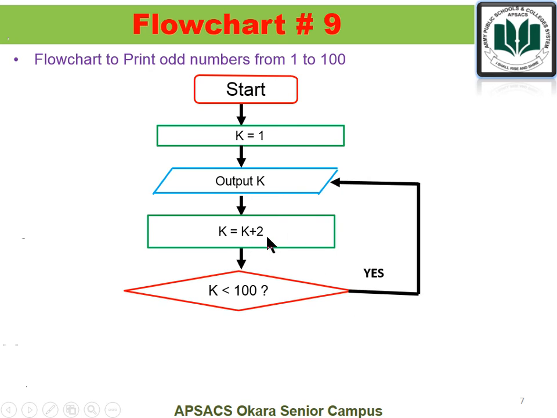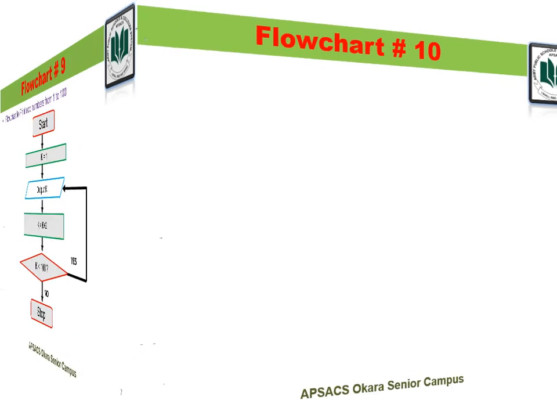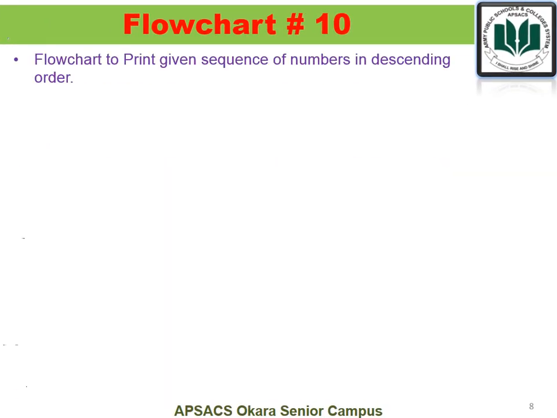The next value will become 5, and 5 less than 100, yes, we will output 5, and the next value of k will be 7. 7 less than 100, yes, we will output 7, and so on up till 99. After 99, k becomes 101. Then 101 less than 100, no, we will follow this path, and ultimately we will stop the algorithm. So that's all.